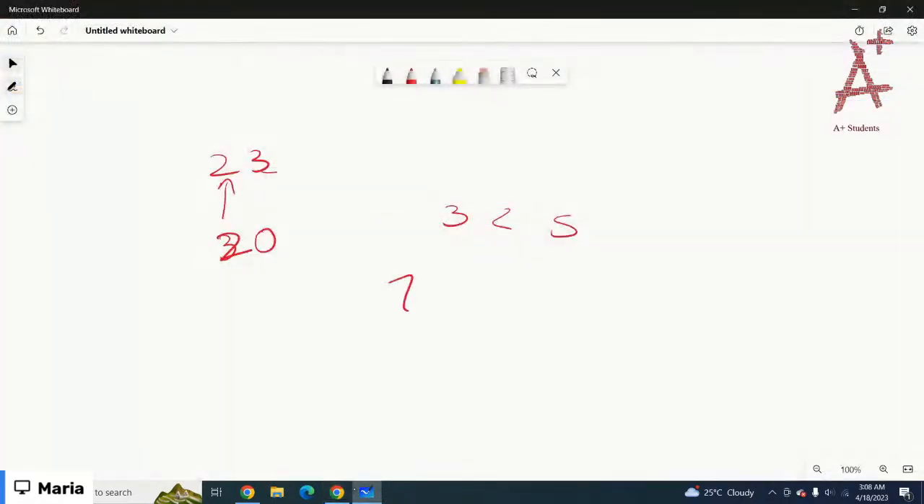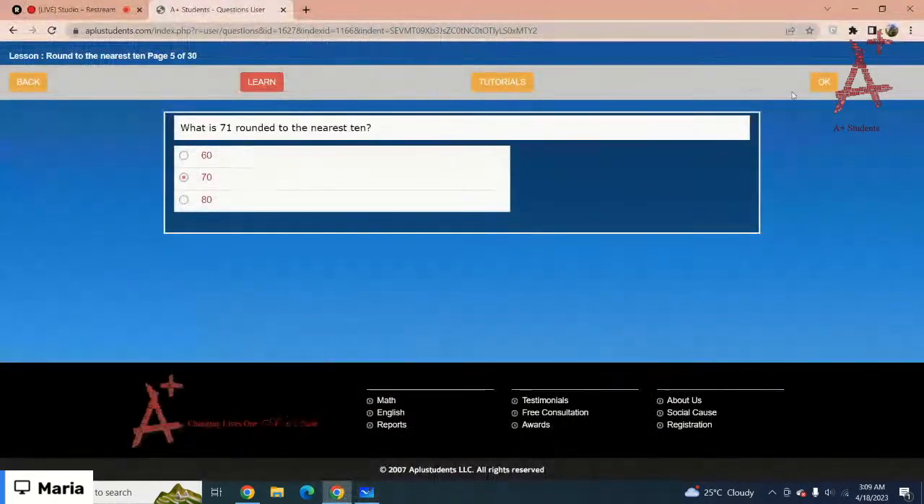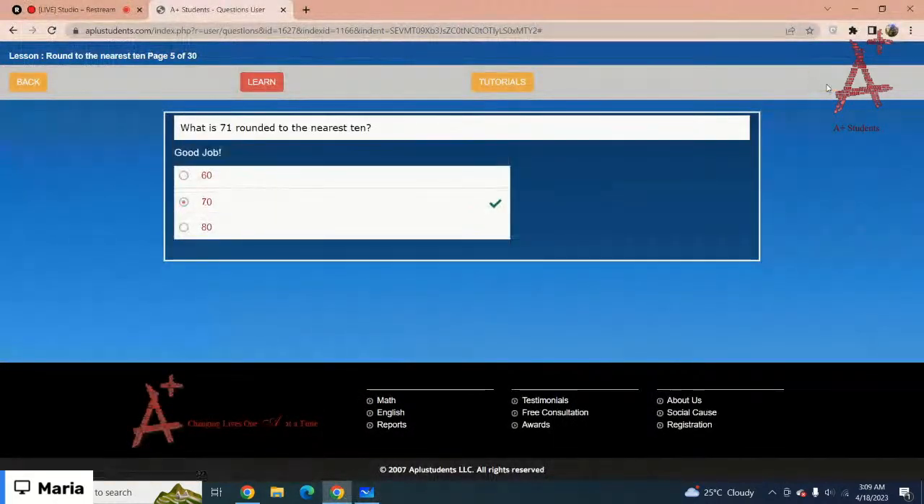Just look at the whiteboard. 7 is the digit that is at the 10th position. Here you have 1. 1 is less than 5. So when the number is less than 5, you have to round on the same digit. So it would be 7 and replace the ones digit with 0. So it would be 70. So the correct option is 70. Got it?